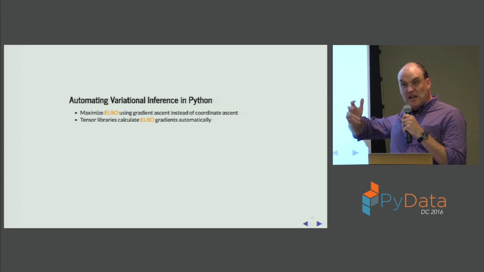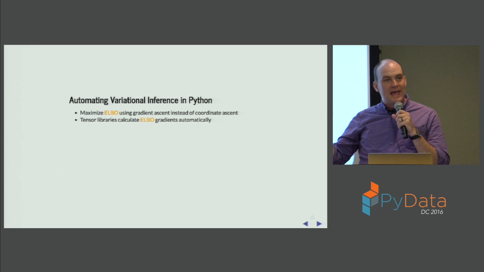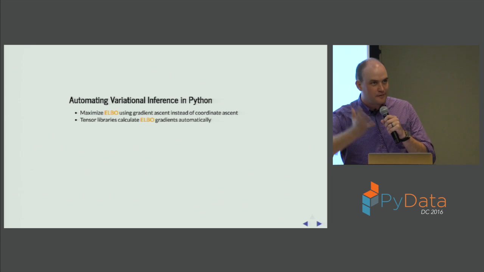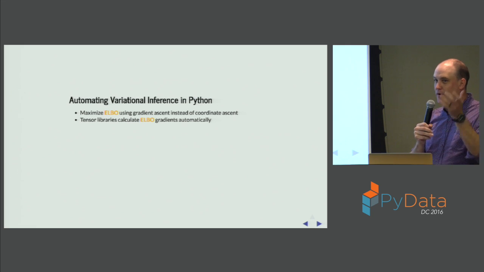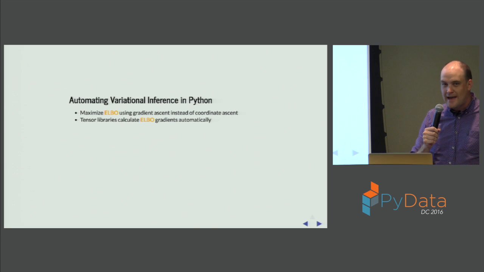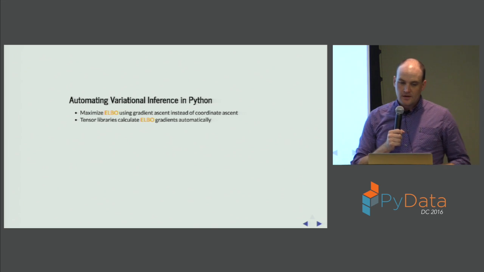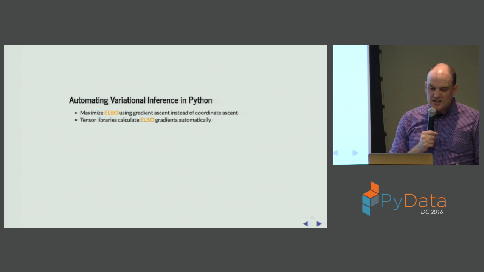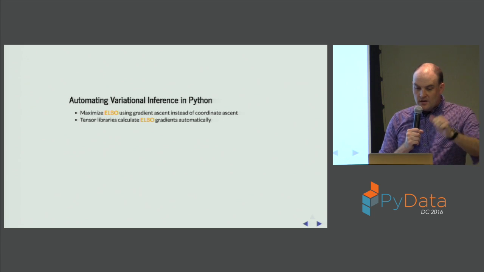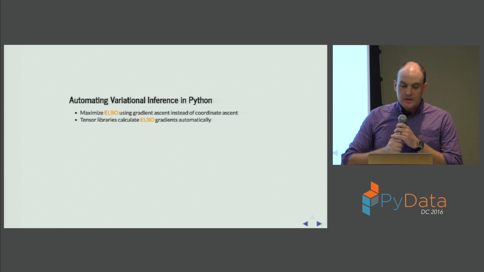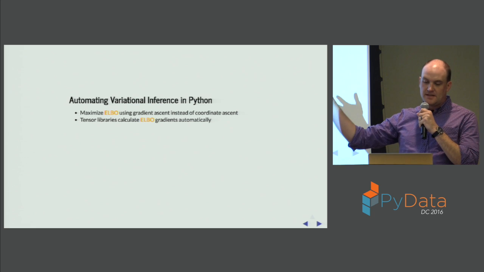So let's talk about how we can automate that, how we can not do calculus by hand with Python. I taught calculus for 5 years while I was in grad school. By all accounts, I'm pretty good at it. I still don't like doing it by hand. Right? So if I can get Python to do calculus for me, I will. So the main theme of automating variational inference in Python is kind of 2 things. One, we want to maximize the ELBO using gradient ascent instead of coordinate ascent.